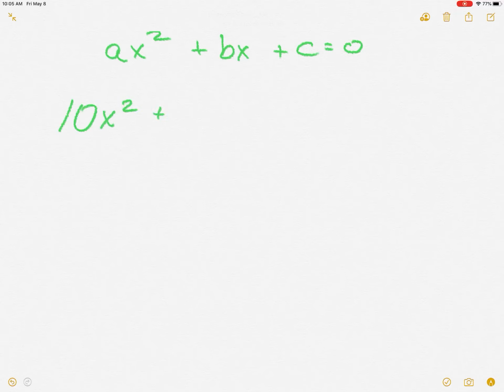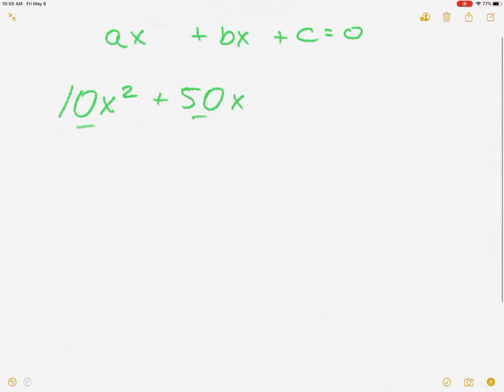10x squared plus 50x. And we are asked to factor this, all right? So we want to pull out the greatest common factor from both of these terms. The first thing we're going to do is ask ourselves, do the coefficients have a common factor? Do 10 and 50 have a common factor? And the answer is yes. The number 10 can go evenly into both 10 and 50. So we can pull 10 out.